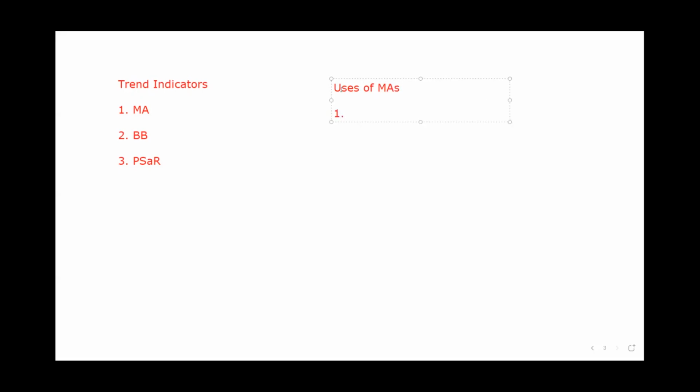Now, some people use the moving average as a direct buy and sell signal when the price crosses over the moving average. This is the beginning, and it is what a lot of people understand.